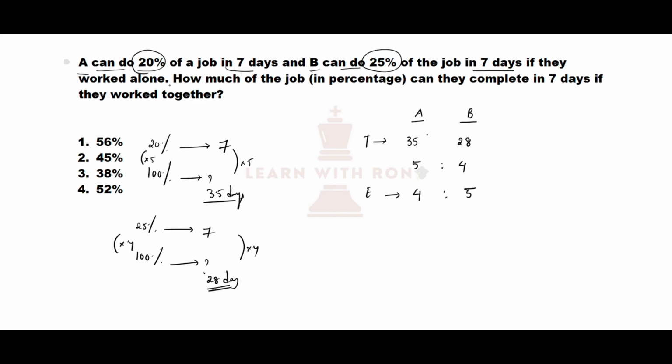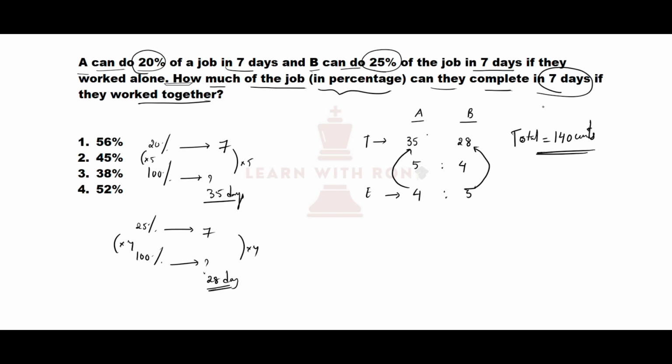See the next part. How much of the job in percentage can they complete in 7 days if they work together? So what is the total work here? Total work is nothing but 35 into 4 or 28 into 5, either is the same. So which is 140 units is the total work. So in 7 days if they work together, how much can they complete? Time into efficiency of A plus efficiency of B. So 7 times 9, which is 63 units they can complete in 7 days.